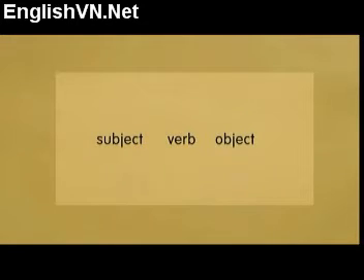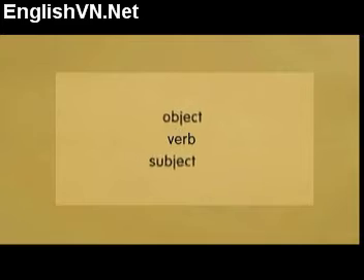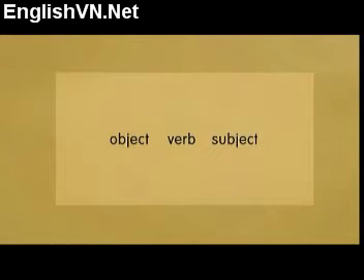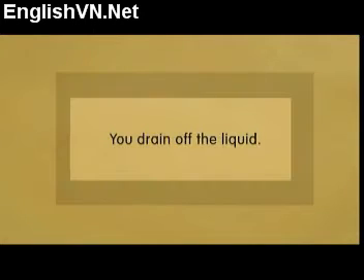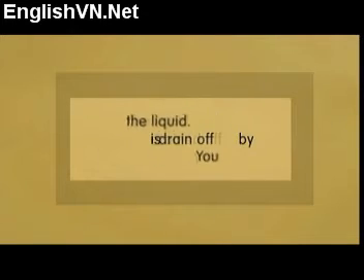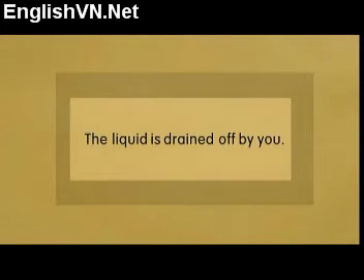To form the passive, we also need to change the sentence around. Most English sentences use the active form, that's subject, verb, object. But in the passive, sentences begin with the object of the verb. Object, verb, subject. In this sentence, we know that drain off is the verb, you is the subject, and the liquid is the object. So, to form a passive sentence, we'll need to turn the sentence around into object, verb, subject. Notice that we add the word by.